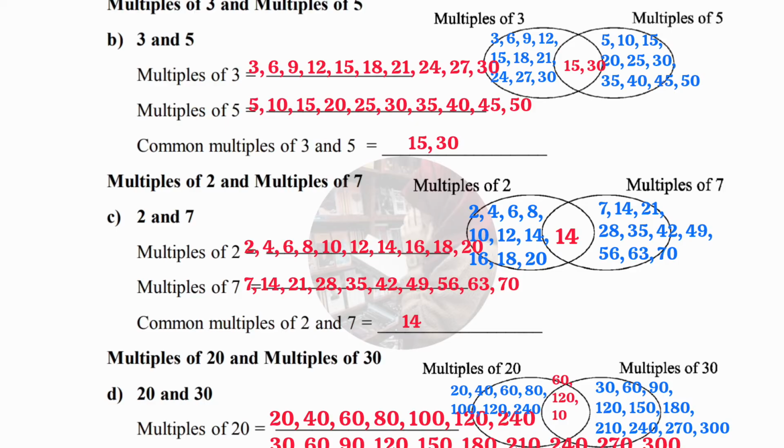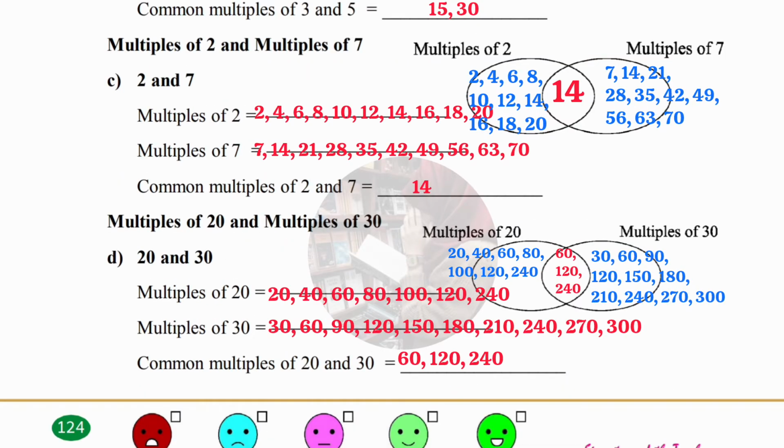Now we'll see the fourth question, where we have to write down the multiples of 20 and 30. Same as the previous three problems, we have to write here also. First write down the multiples of 20: 20, 40, 60, 80, 100, 120, and so on. Next, the multiples of 30 are 30, 60, 90, 120, 150, 180, 210, 240, 270 and 300. If you observe the common multiples, you will get three numbers: 60, 120 and 240.